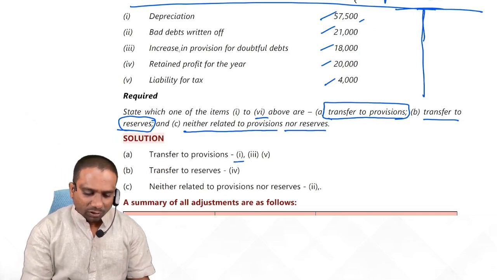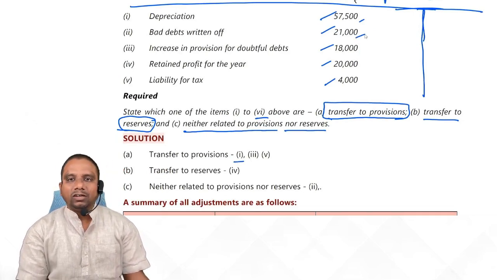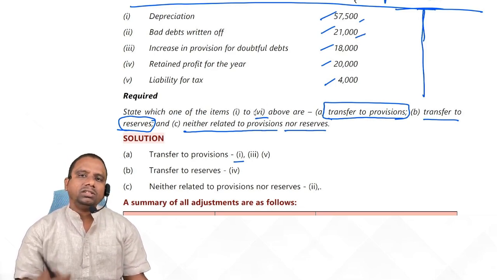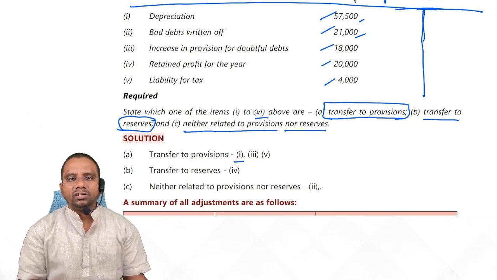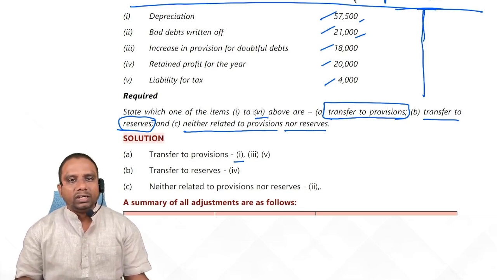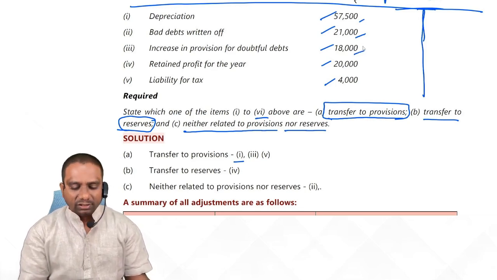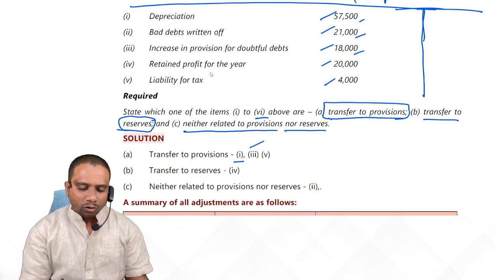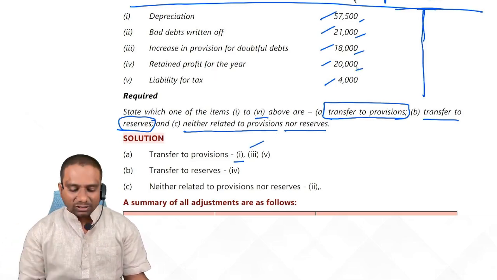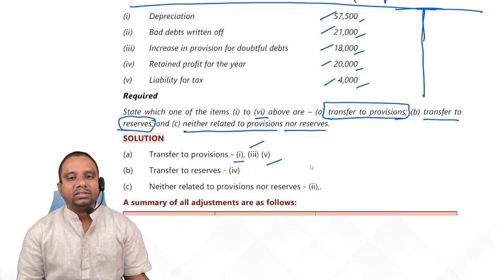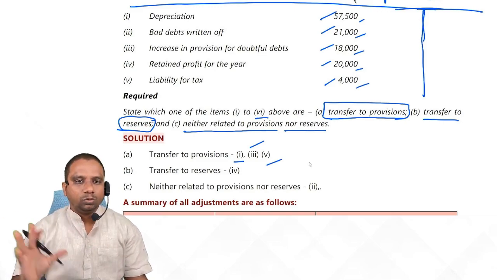Okay, next one, bad debts written off. Bad debts written off, it is neither provision nor reserve. Why? Because already bad debts are written off. What is the entry we record? Bad debts account debit to debtors account. Next, increase in provision, yes, it is provision. Retained profit for the year, it is related to reserve. Next, liability for tax, it is related to provision. This is a simple question, students.